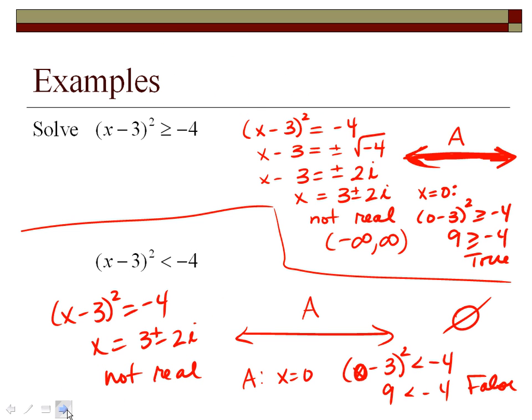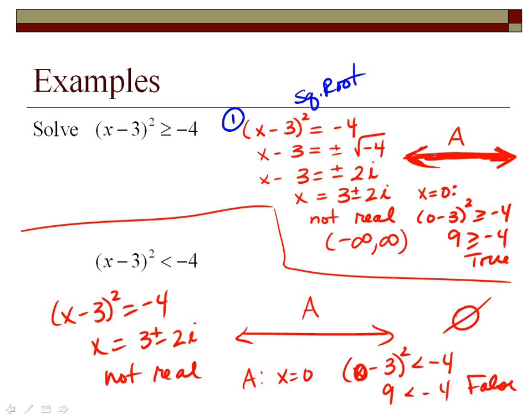Now, some last examples is x minus 3 squared. So the first thing we do is set x minus 3 squared equal to negative 4. We can use the square root property to solve that, to get that x minus 3 is equal to plus or minus the square root of negative 4. But recall here, the square root of negative 4 is 2i. So I really have solutions x is equal to 3 plus or minus 2i. But the problem is, those are not real numbers.